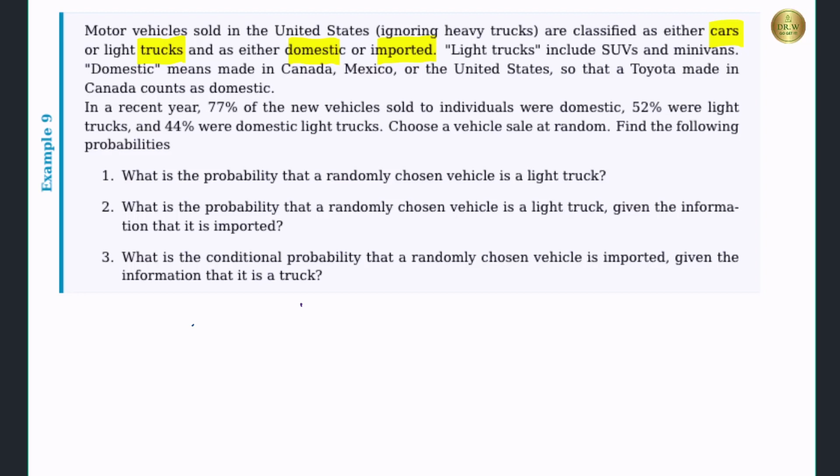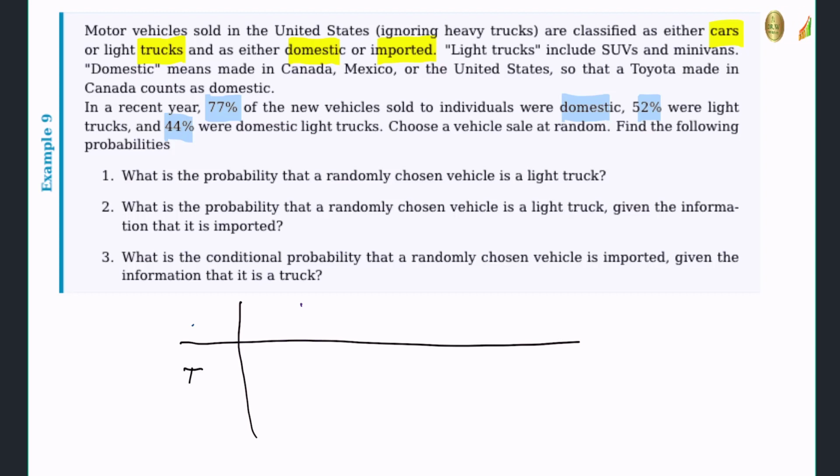In a recent year, 77% of the new vehicles sold to individuals were domestic, 52% were light trucks, and 44% were domestic light trucks. Choose a vehicle sale at random. Find the following probability. Now let me put the given information into a table. How many groups should we consider? 4 groups. 2 are light trucks and cars, and the other 2 are domestic and imported.